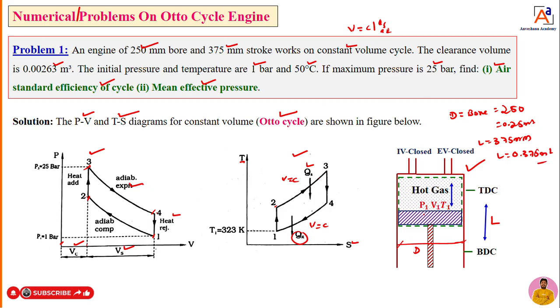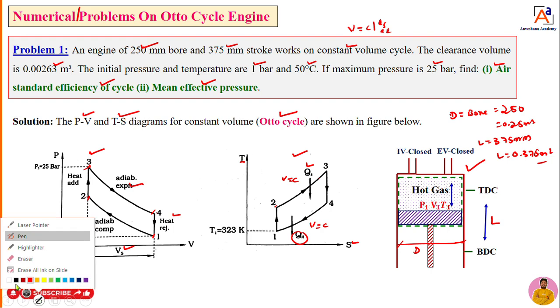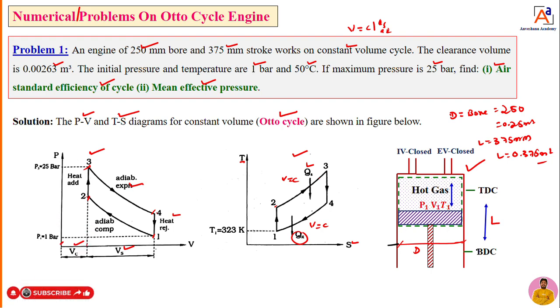Fine. Next, the clearance volume. Dear students, just observe. At point 1 we can call it BDC, then we call this TDC. The volume between BDC and TDC we can call the swept volume or stroke volume. The volume between the cylinder head and TDC we can call VC.